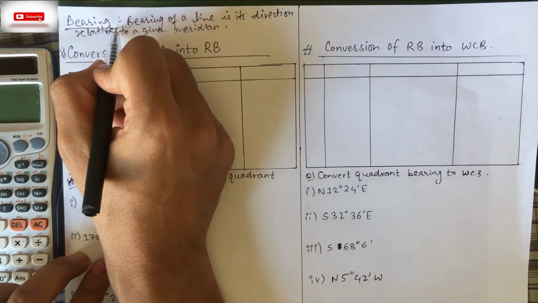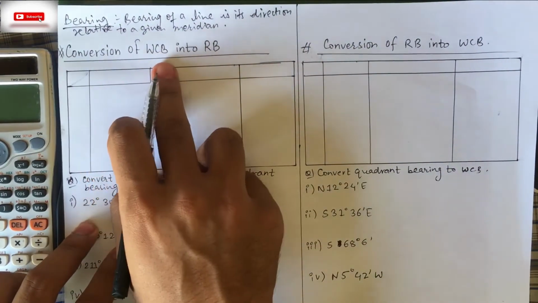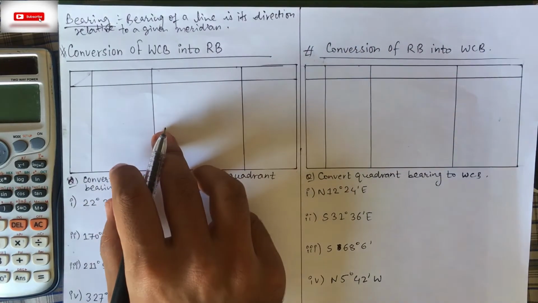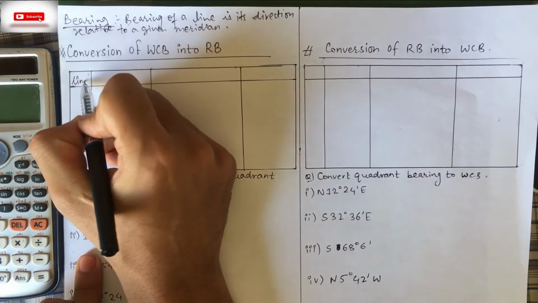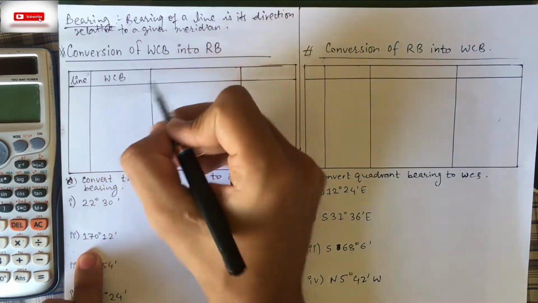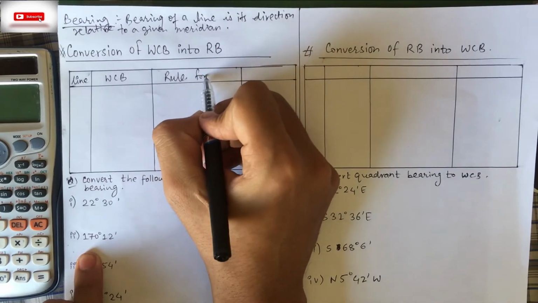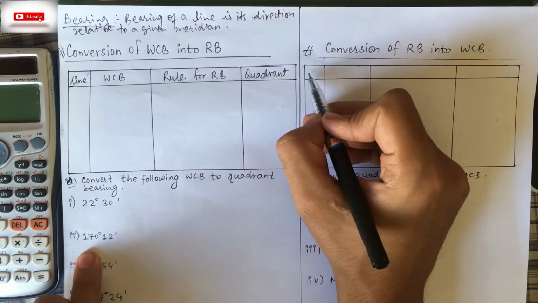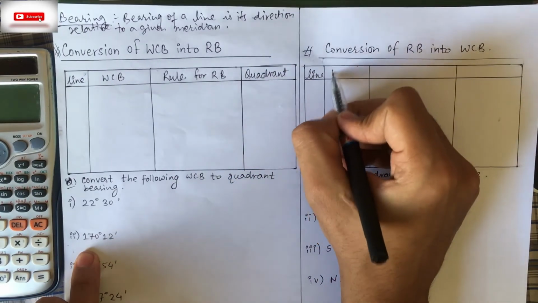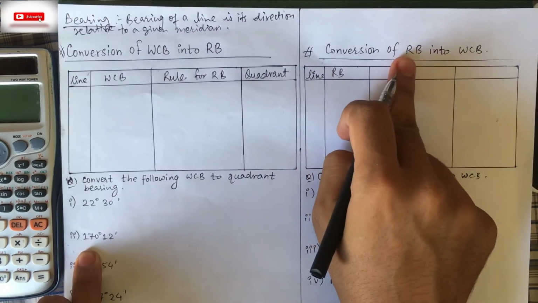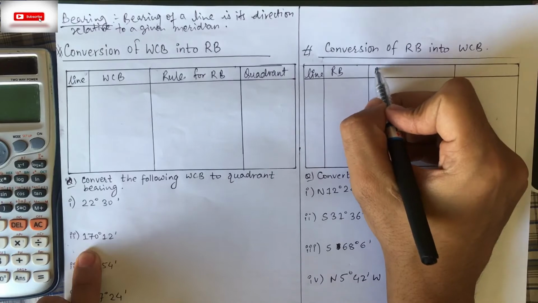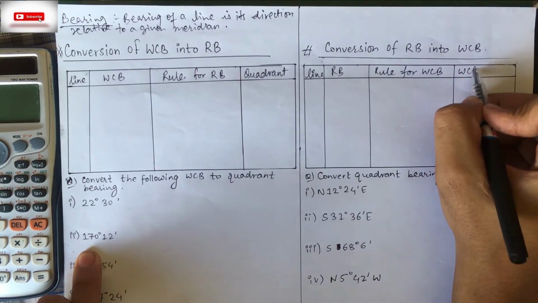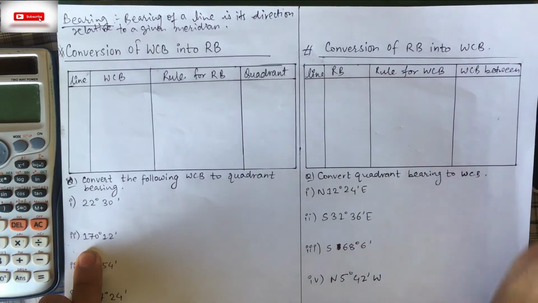Okay, now see some conversion of WCB into RB and conversion of RB into WCB. For this, we should know that this will be line, this will be WCB, and rule for RB and its quadrant. Here also let's write line. Here will be RB because we are getting RB to WCB, and its rule for WCB. Here WCB between.